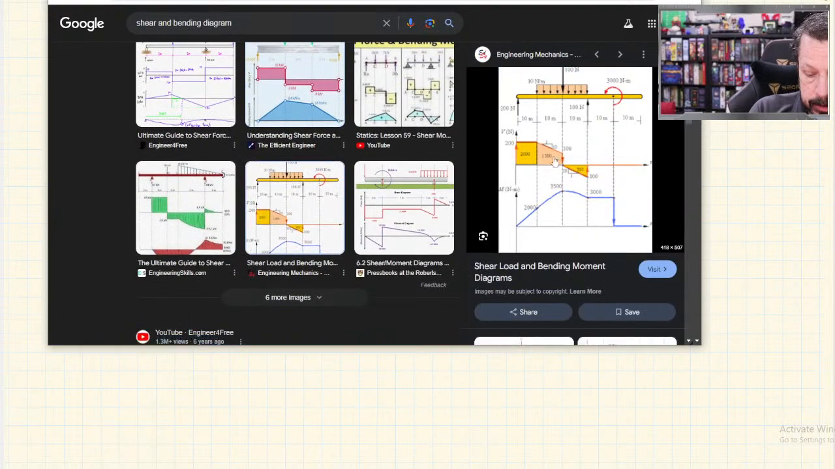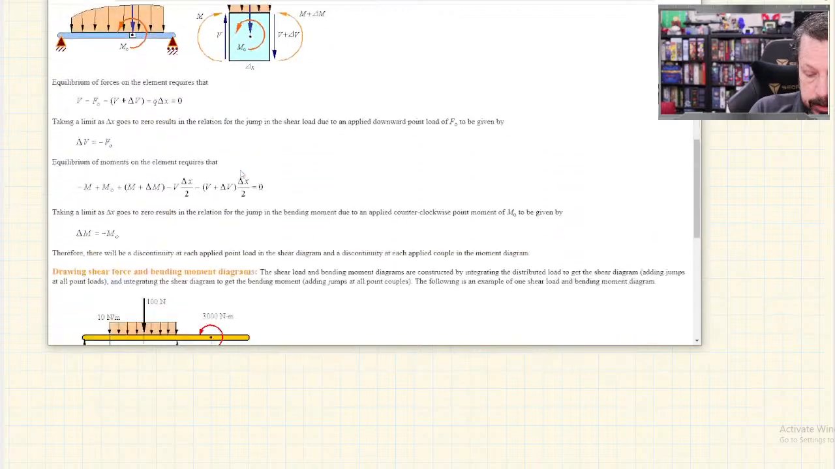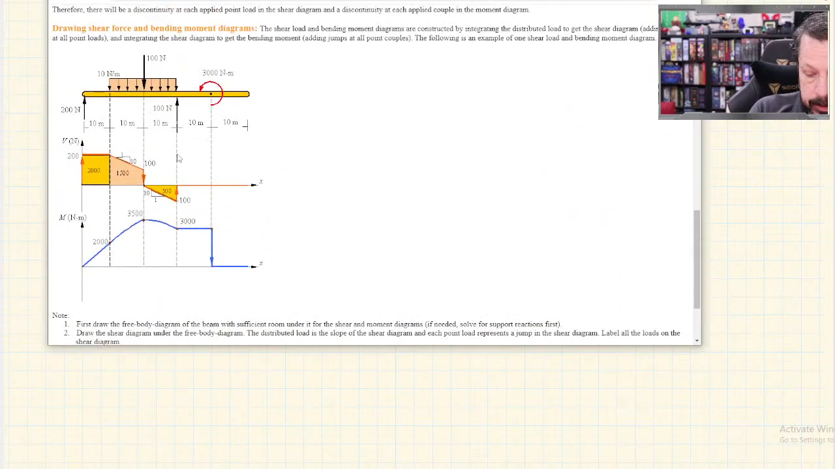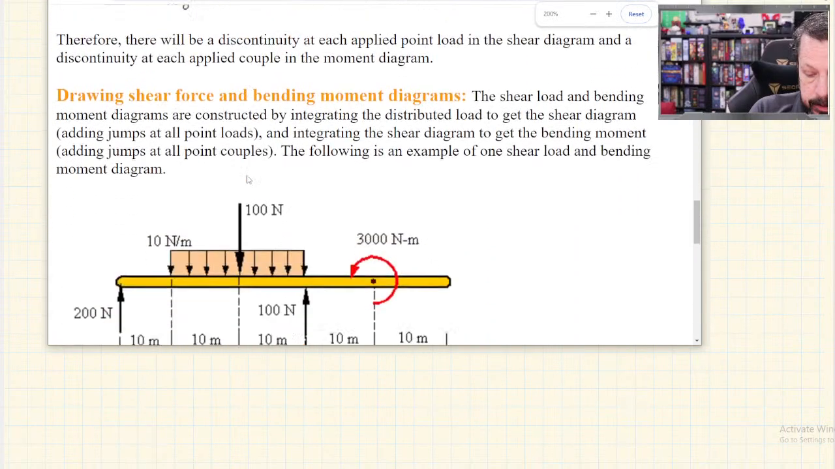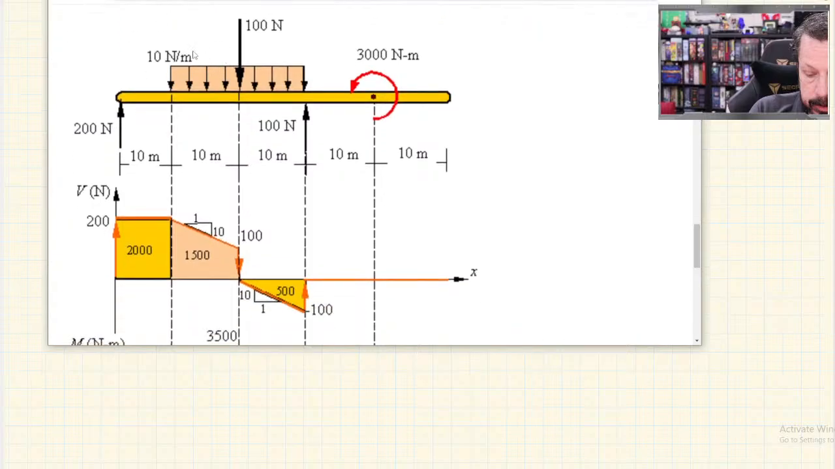Let's see if we can find one that might have some distributed loads on it. Here's one. Look at this one for a while. Where is it at? There it is. So you can kind of see this little section right here, just to the left of the 100 Newton point load. There is a piece of a distributed load. Then you have the point load, and then there's another piece of the distributed load.